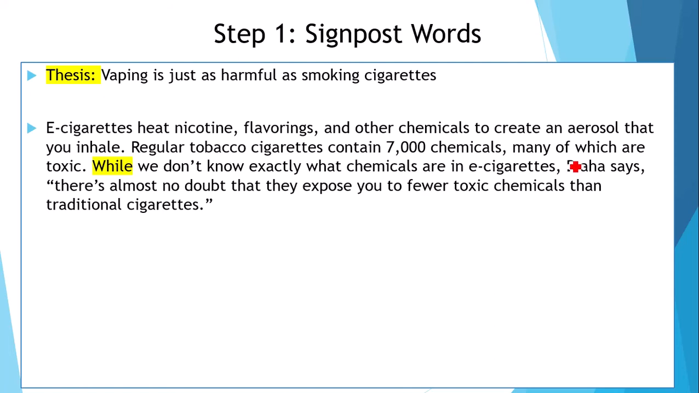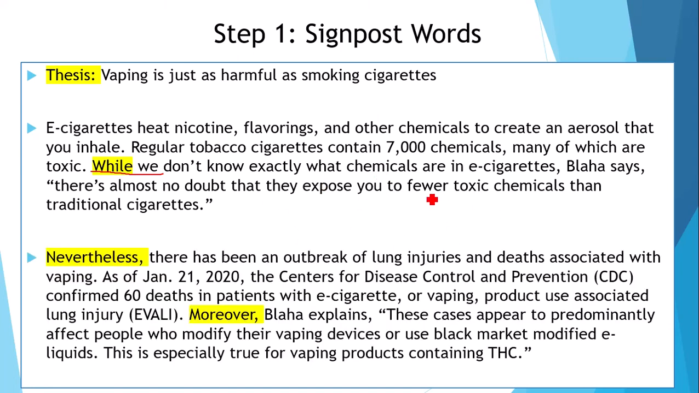So 7,000 chemicals, many of which are toxic. While we don't know exactly what chemicals are in e-cigarettes, Blaha says there's no doubt that they expose you to fewer toxic chemicals. Okay, so we just have that one word, but it does help to connect the idea of not knowing what chemicals are in, but also being exposed to fewer of them. Nevertheless, there has been an outbreak of lung injuries. Moreover, he explains these cases appear to predominantly affect people who modify their vaping devices.